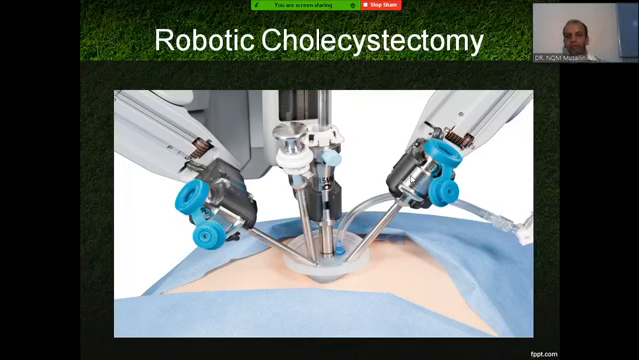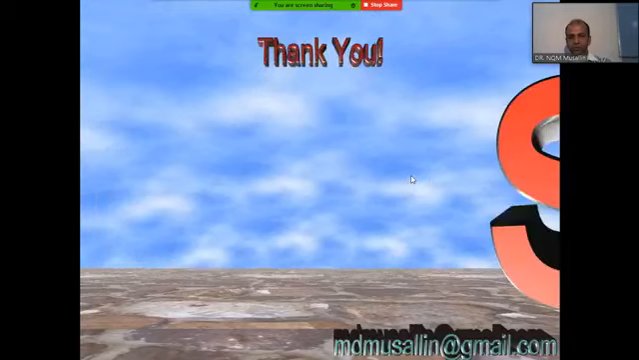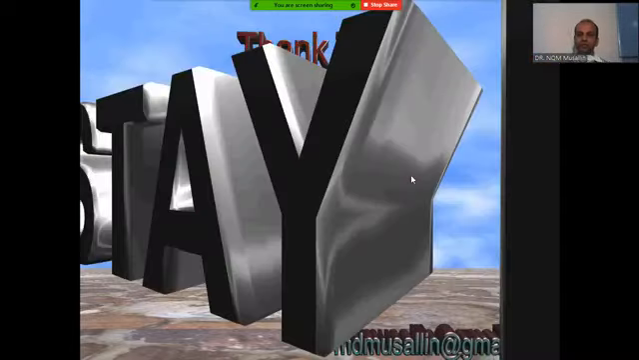Then robotic cholecystectomy. Robotic cholecystectomy is the latest invention in laparoscopic or open surgery. By this, the surgeon works on a robotic console, separated from the patient, and robotic arms perform the laparoscopic cholecystectomy.